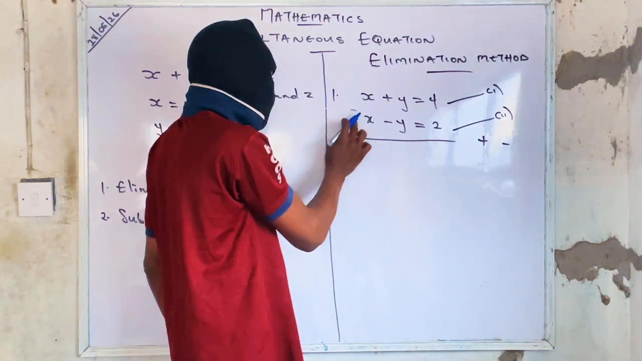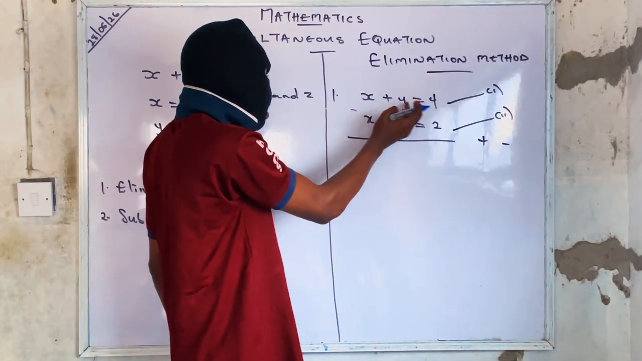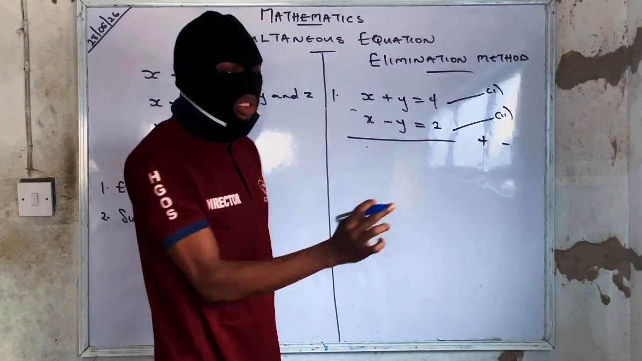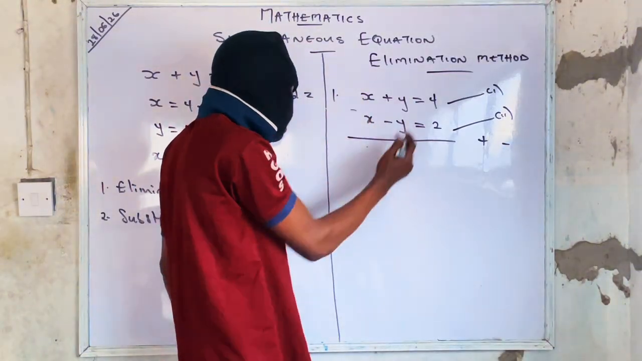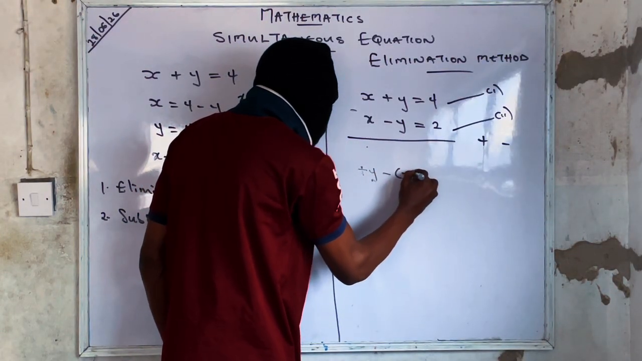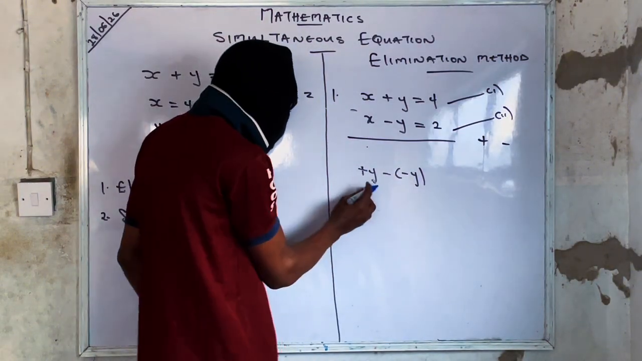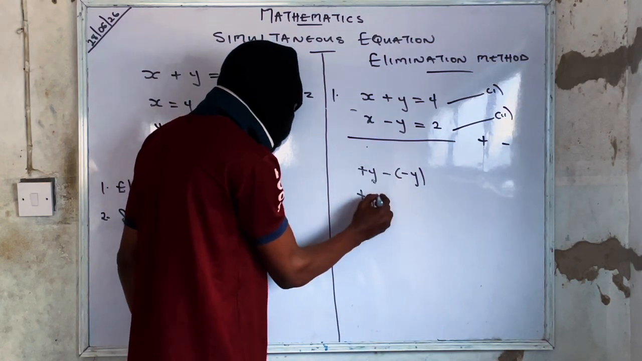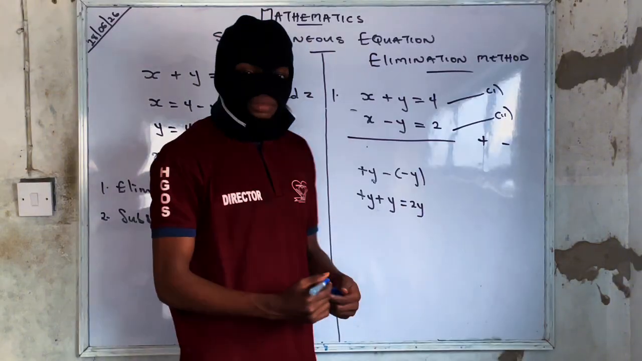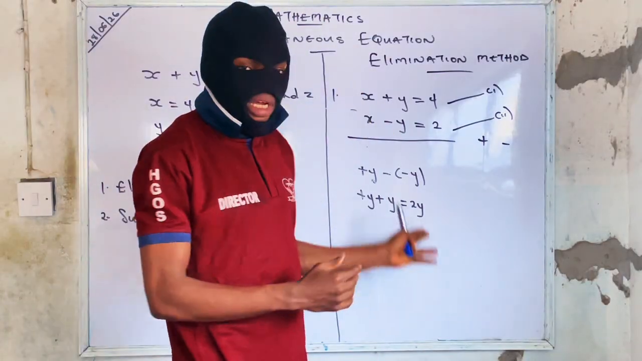Now, x minus x is 0. Now, this is plus y minus, in brackets, minus y. First of all, minus times minus will give us plus. It's just like we are having plus y minus into bracket minus y. Minus times minus will give us plus, then y, and plus y will give us 2y. So this sign is the correct sign to use to eliminate this x here.